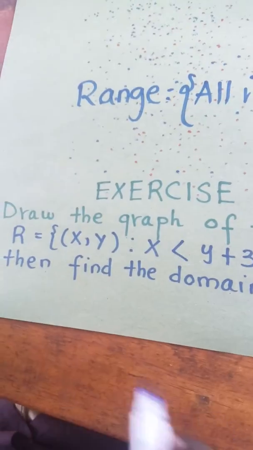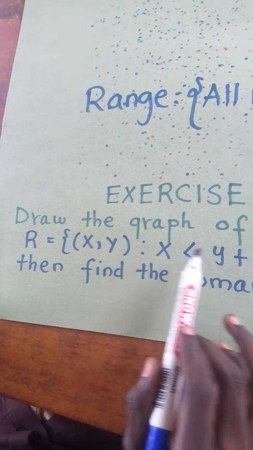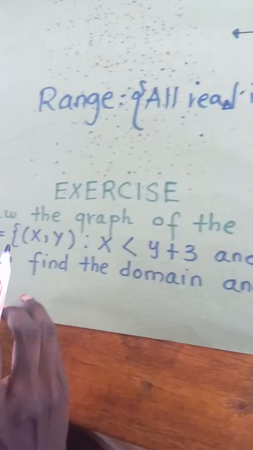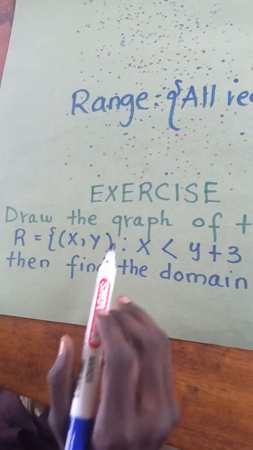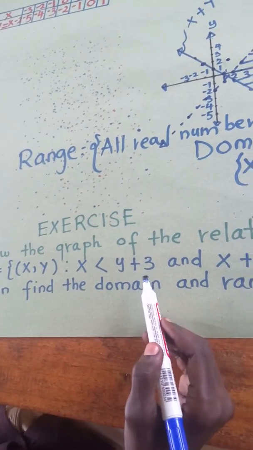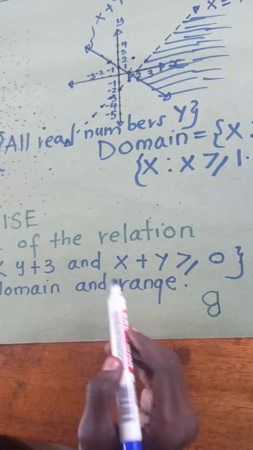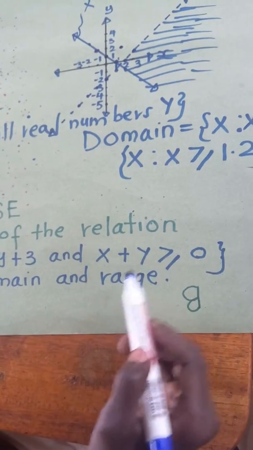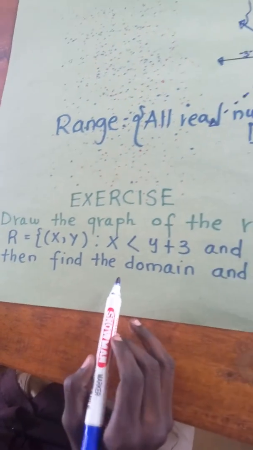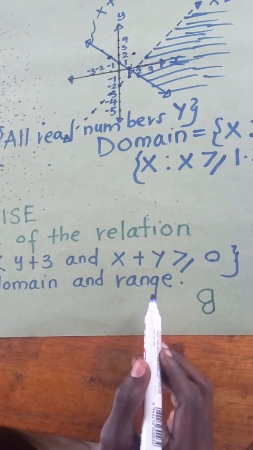Okay, you're going to perform this exercise. Draw the graph of the relation R defining the set of all ordered pairs (x, y) such that x is smaller than y plus 3 and x plus y is greater or equal to 0. Then find the domain and the range. Thank you.